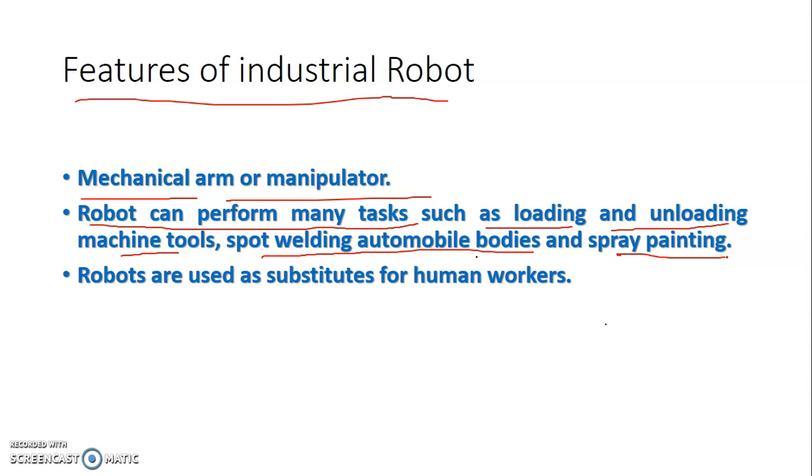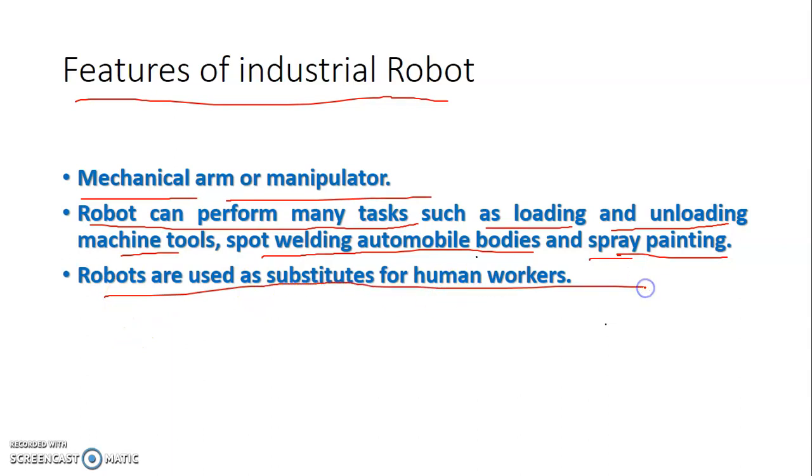It can do the welding operation of the automobile body using a spot welding method, and it can do the spray painting. After manufacturing the car, we have to paint the body. For that we use the spray painting technique. By using that technique, the robot can do the spray painting operation.